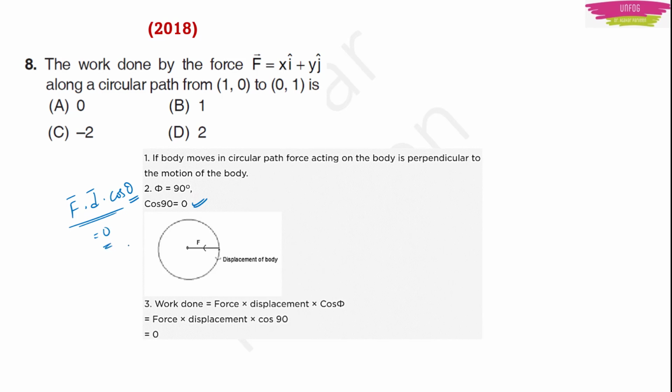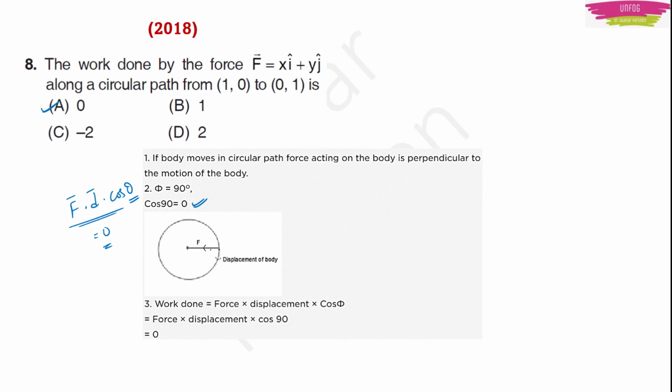So that's why in a circular path, whatever the values are, 1, 0, 2, 0, 1 or any other value, if it is a circular path, then the work done will be equal to 0. Within no time, without solving, you can take the right answer here. Option A will be the right answer.